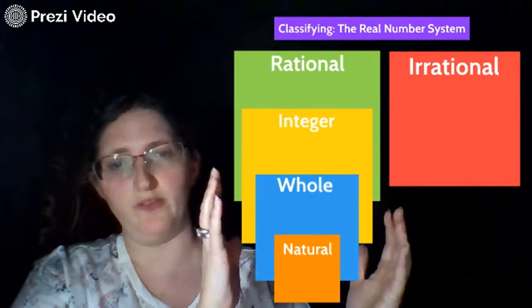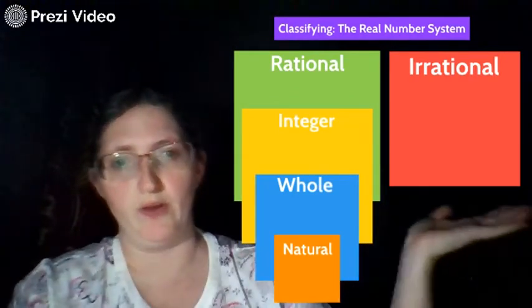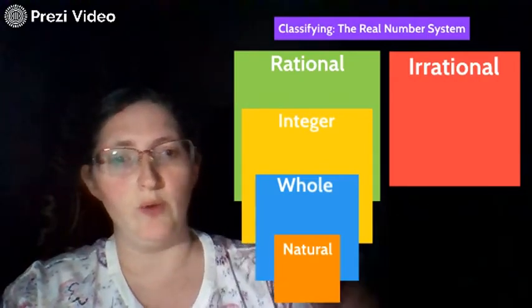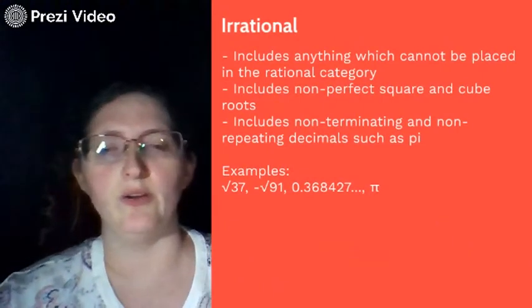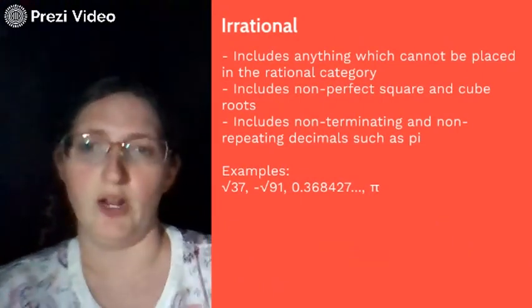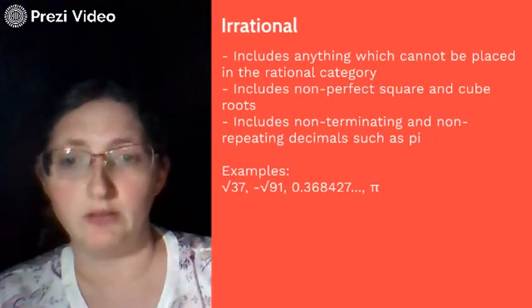If it cannot be fit into one of these categories, it will be irrational. It'll be over here by itself. Irrational is kind of its own special thing. Basically, the IR in front of irrational means not rational. So if you could not put it in the rational category, it will be in this category.